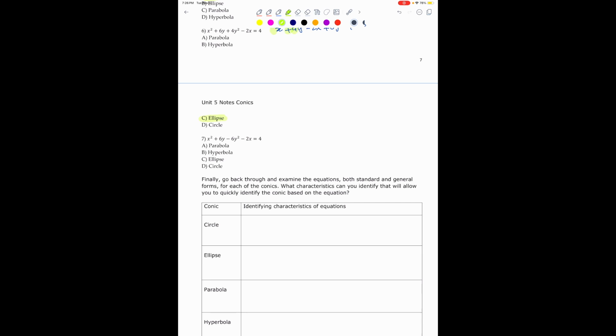Last but not least, number 7, x squared plus 6y minus 6y squared minus 2x equals 4. If you rearrange the terms, you will get x squared minus 6y squared minus 2x plus 6y minus 4 equals 0. Again, what I care about is those two terms. The coefficients are not the same, and the sign is negative, which means it is not an ellipse, it is a hyperbola. It's not a parabola because both x and y are squared. It is not an ellipse because the sign in between them is not positive. It is not a circle because the coefficients of x squared and y squared are not the same.